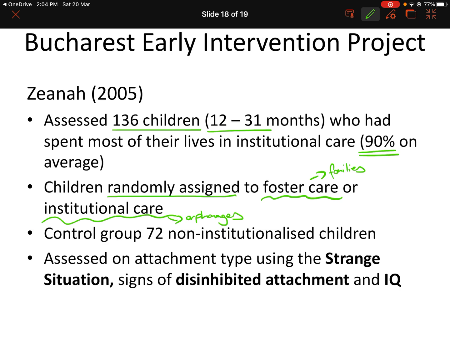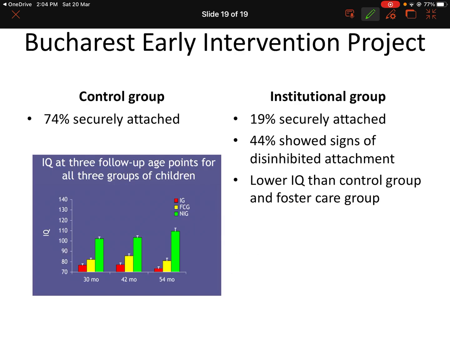And these children were all assessed on attachment type, so attached according to the strange situation. They were also assessed and observed for disinhibited attachment, and also assessed on their IQ and intellectual functioning. And they're currently assessing these children at age 16. So let's have a look at the findings here.